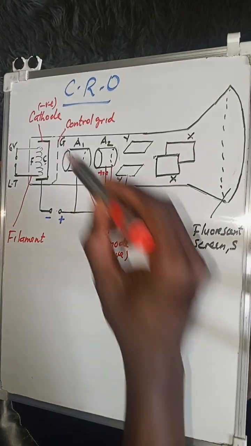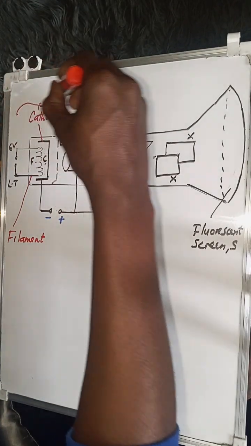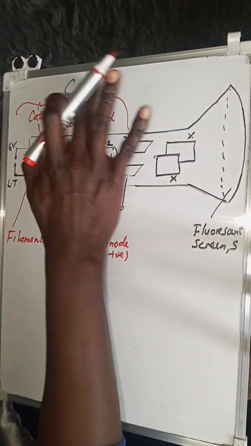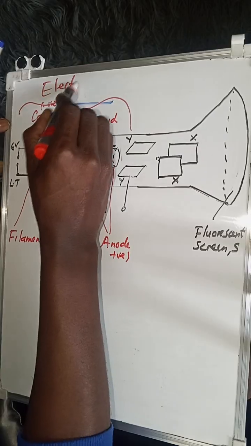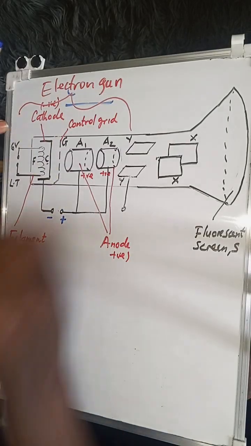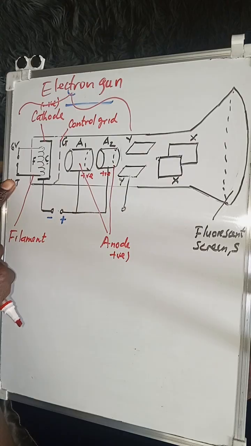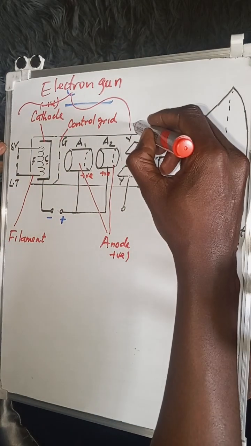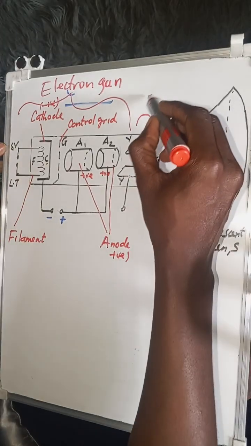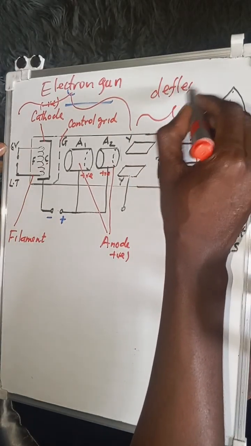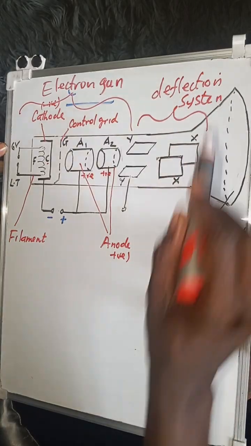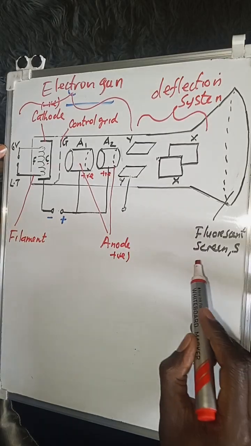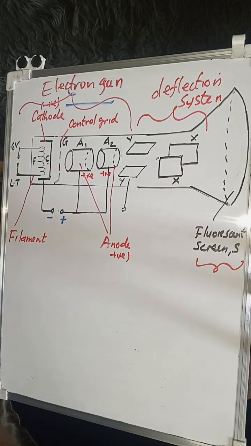When you look at this, from the filament all the way to the anode, that forms what we call the electron gun. Then the two plates here make up the deflection system. In front here, the whole of that part is what we call the fluorescent screen.